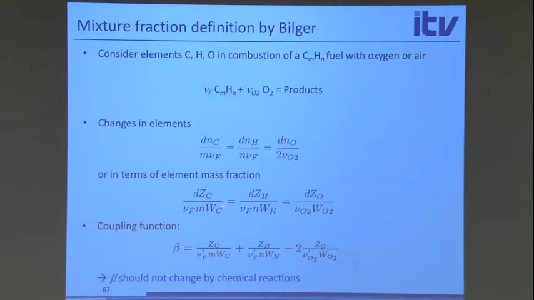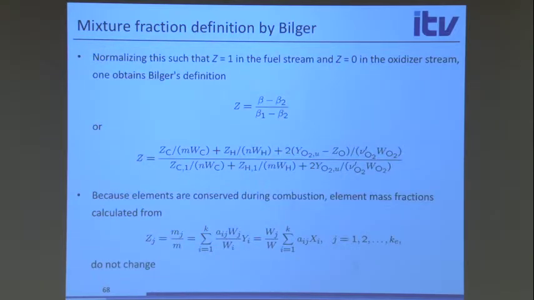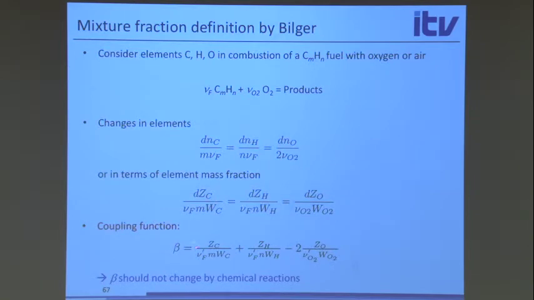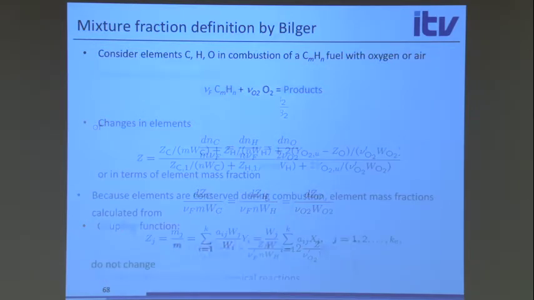And then I can define a coupling function here, which is carbon. So this change, plus this change, minus twice this change, that should then be a coupling function. And that should not change by chemical reactions, because it's defined according to the coupling function. So that beta here is my coupling function.